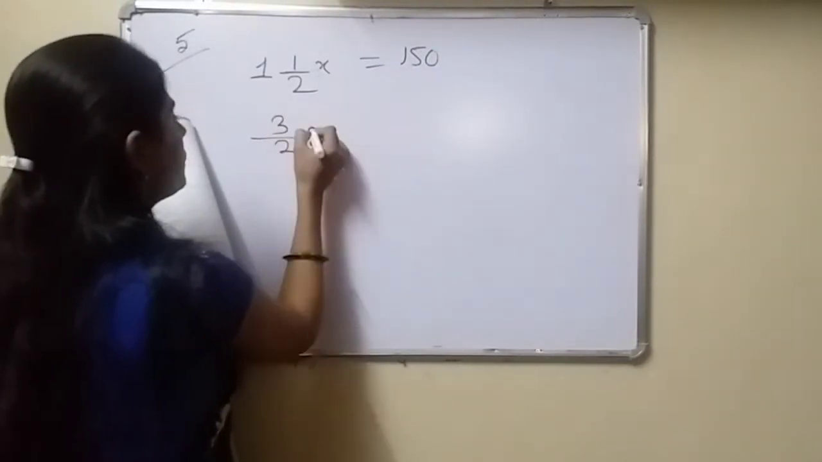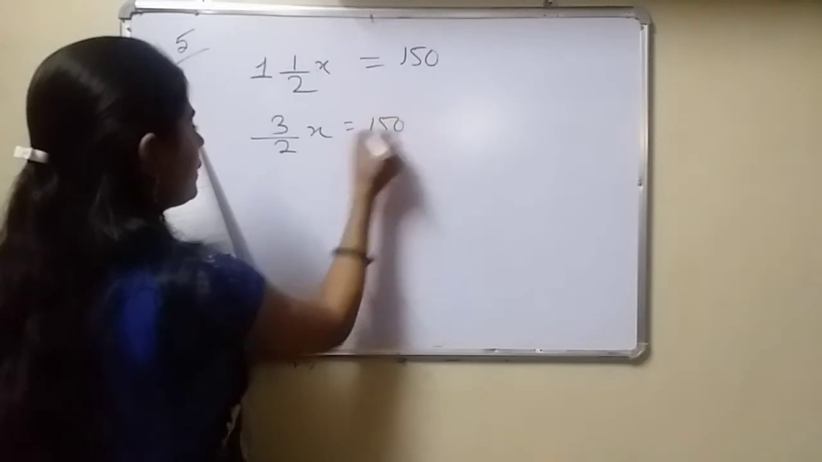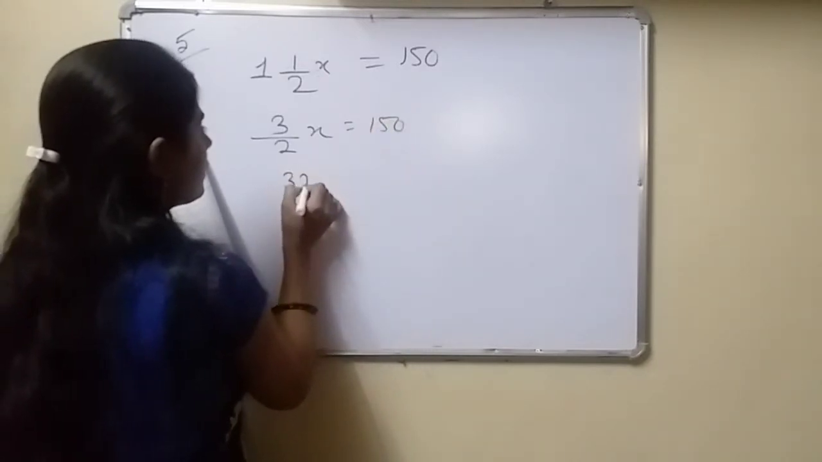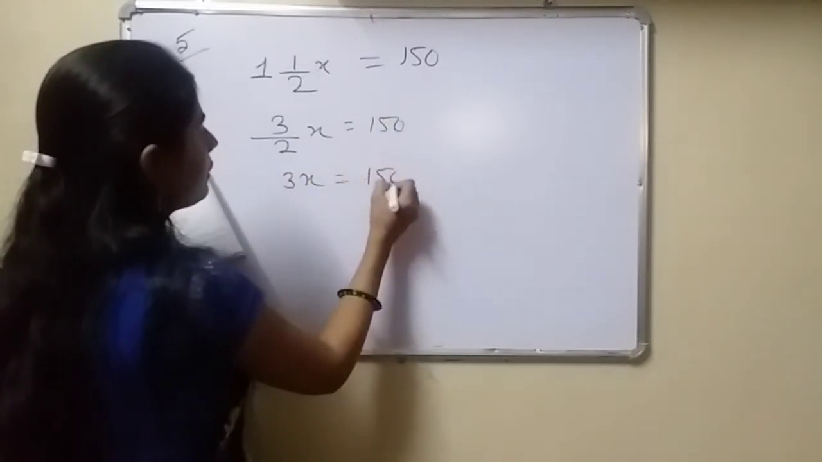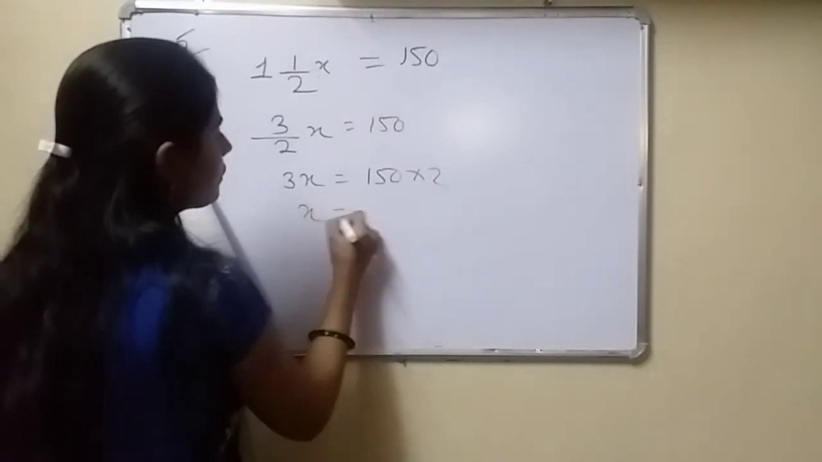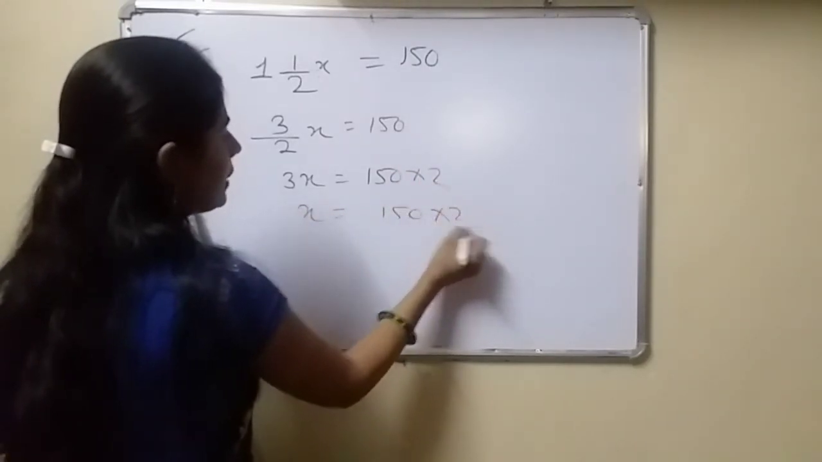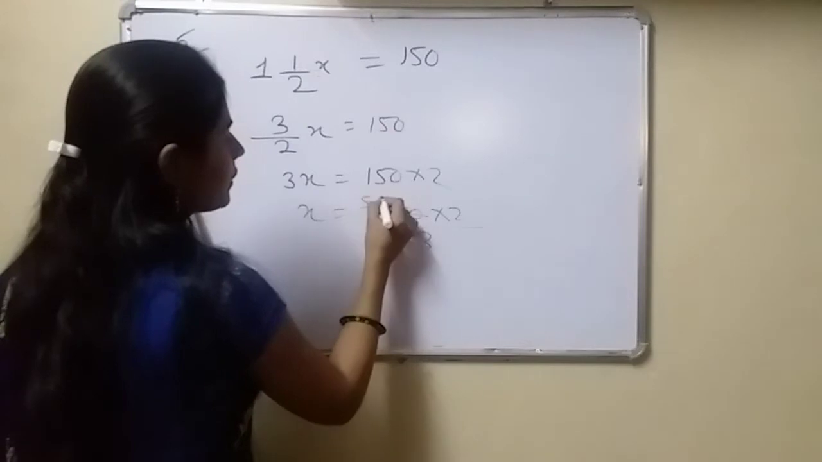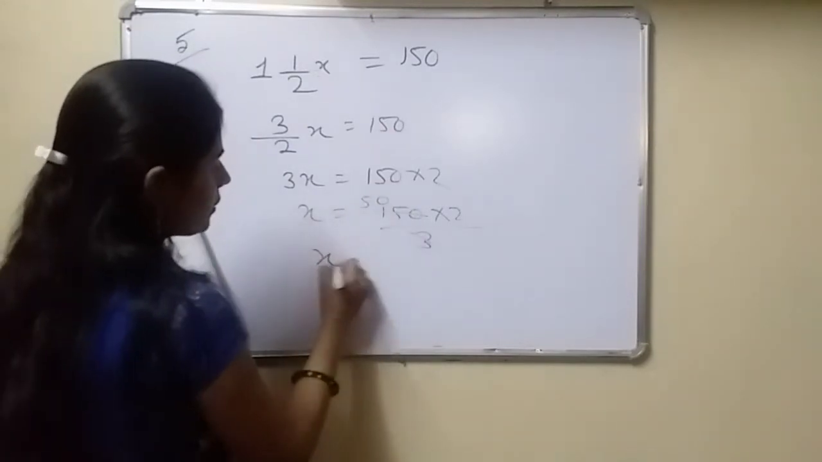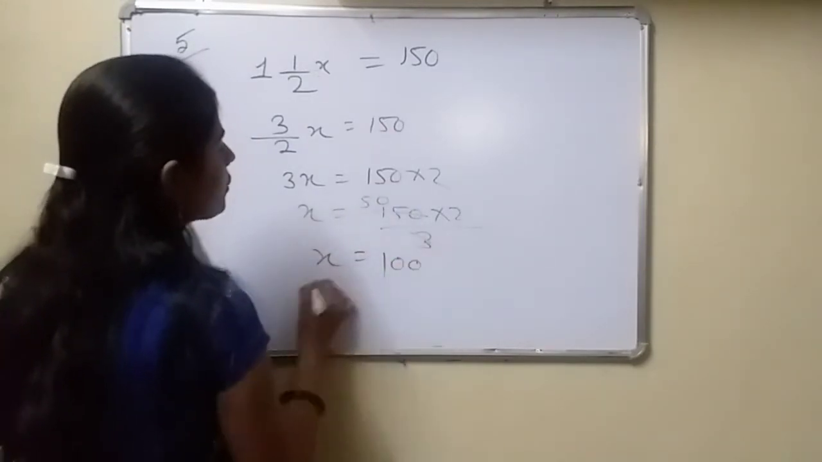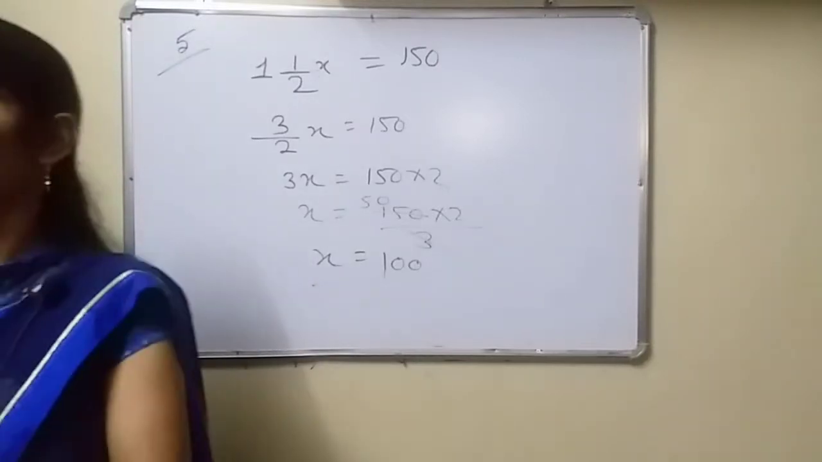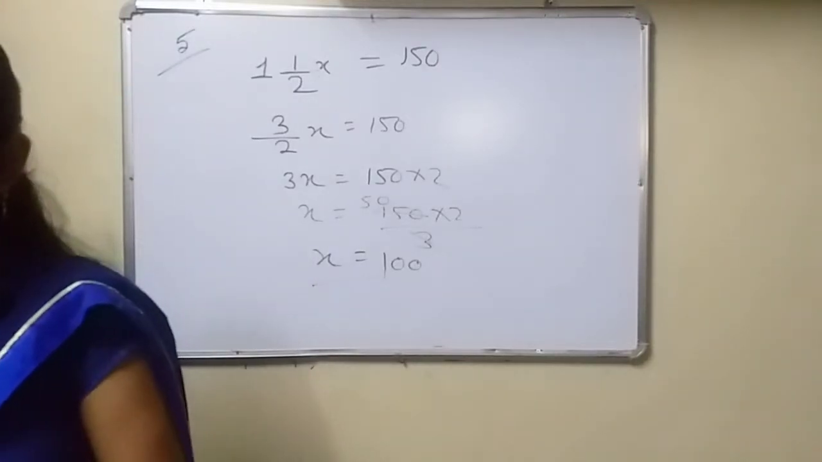3 by 2 x is equal to 150. 3x is equal to 150 into 2, x is equal to 150 into 2 by 3, x is equal to 100. So what is the number you got here? That is 100. Now see the next question.